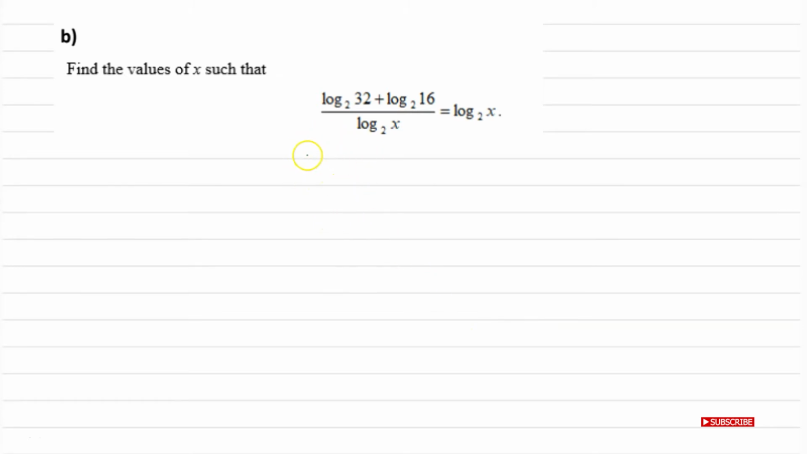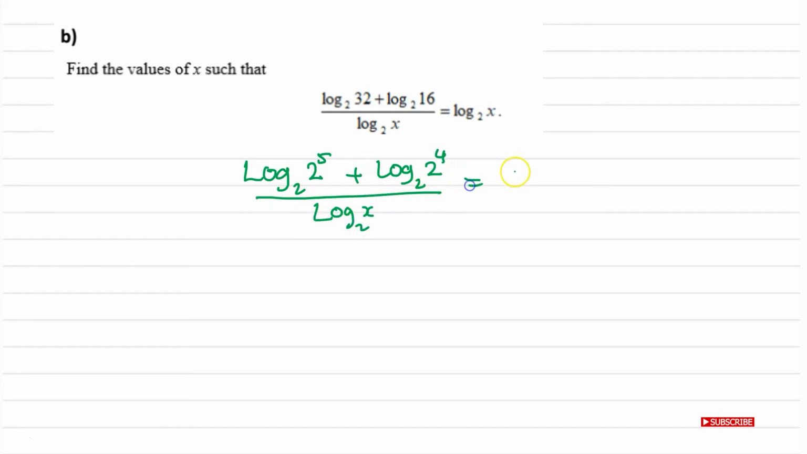Right, for part B, we've got equations. Then we need to solve and find what x is. And I'm just going to go ahead and simplify this very quickly. We can write log 32 to the base 2 as log to the base 2 of 2 to the power 5, plus again log to the base 2 of 2 to the power 4, everything over log x base 2, equal to log x base 2.